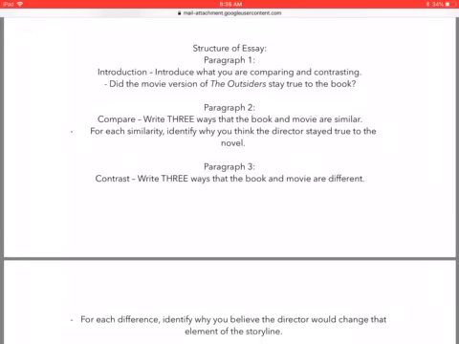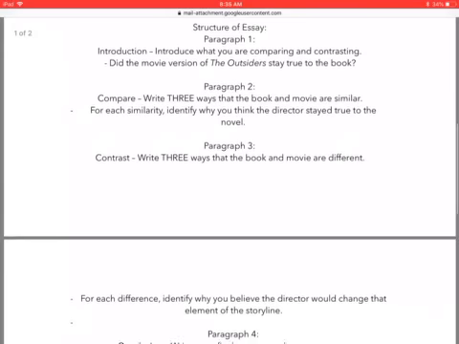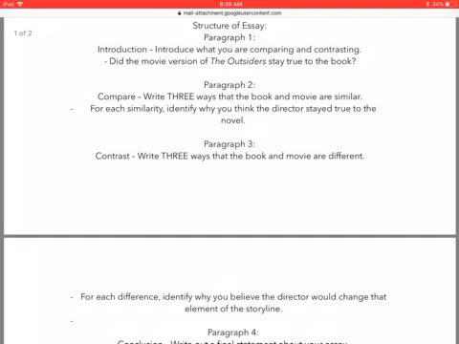The important thing here is not to just list things that were different and similar, but to explain why you think the director changed them or kept them the same. Okay, that's the most important part of the essay here. It's not to create a grocery list of similarities and differences.